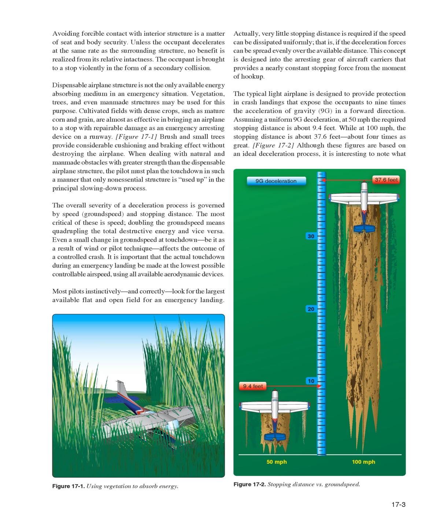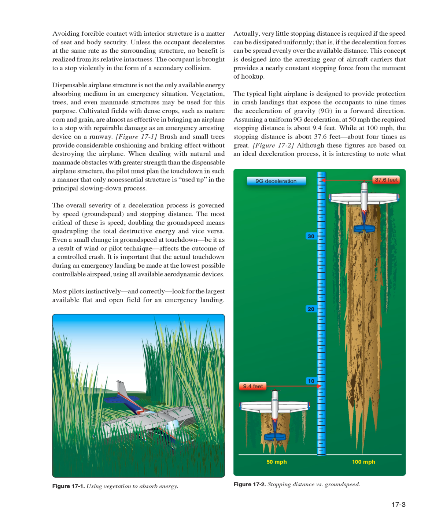Doubling the ground speed means quadrupling the total destructive energy and vice versa. Even a small change in ground speed at touchdown, be it as a result of wind or pilot technique, affects the outcome of a controlled crash. It is important that the actual touchdown during an emergency landing be made at the lowest possible controllable airspeed, using all available aerodynamic devices. Most pilots instinctively, and correctly, look for the largest available flat and open field for an emergency landing.